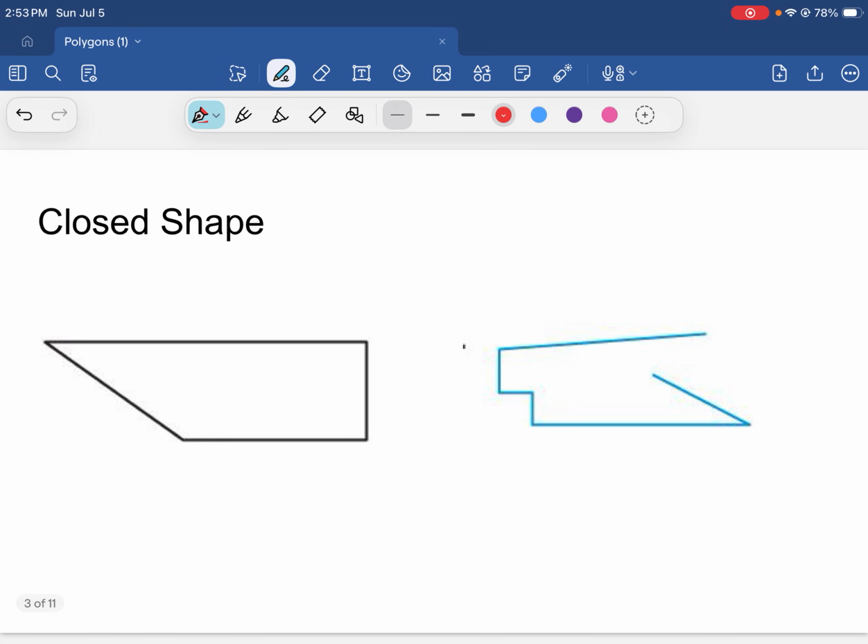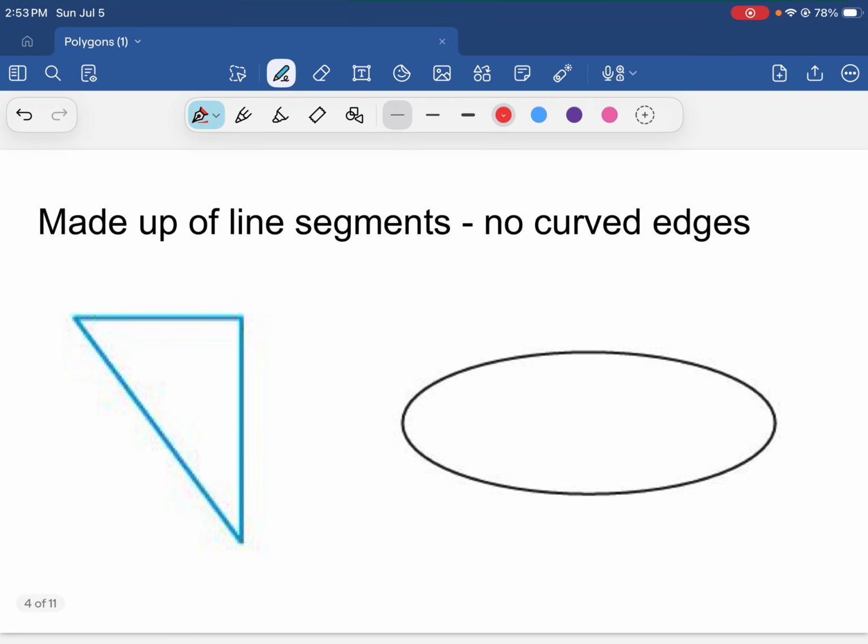Let's talk about each of those for just a second so we understand what each of those mean. A closed shape means that a shape starts and ends at the same point. If you look here, you can see that this shape starts here. When I trace around it, it ends at the same point, so it is a closed shape. The second object starts here, and if I trace around it, it ends here. It starts and ends at two different points, so it is called an open shape.